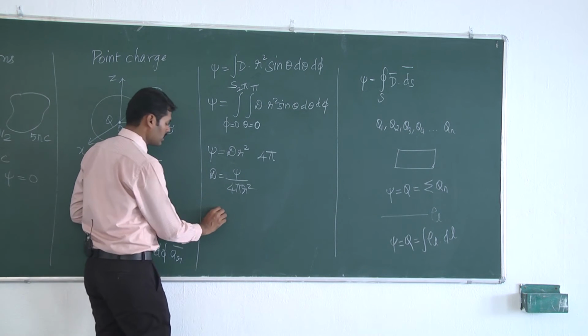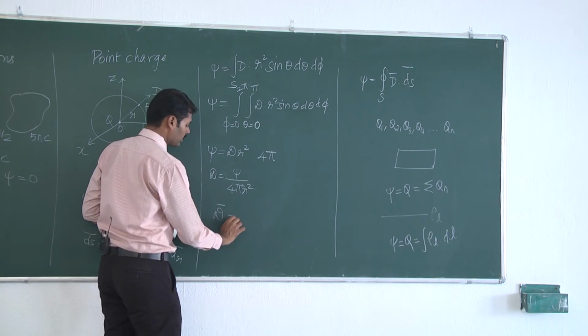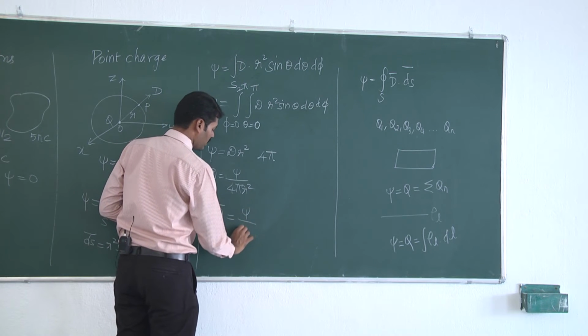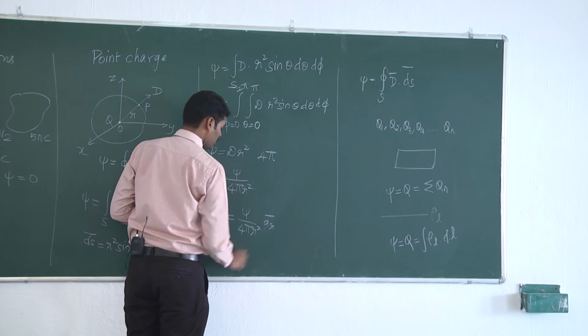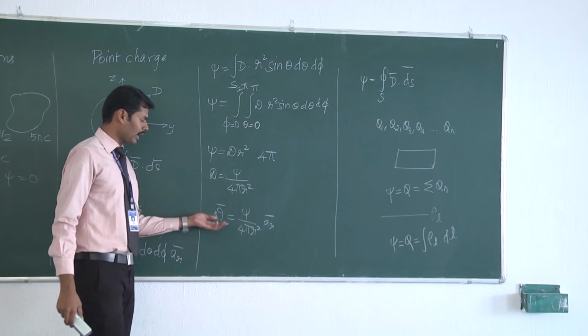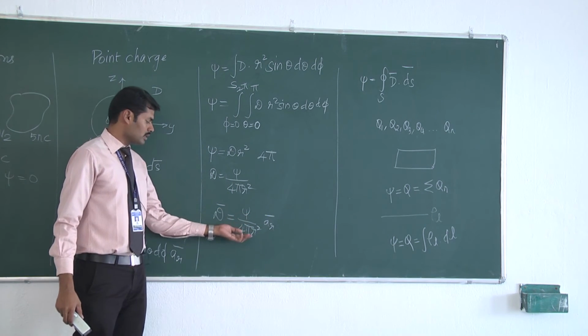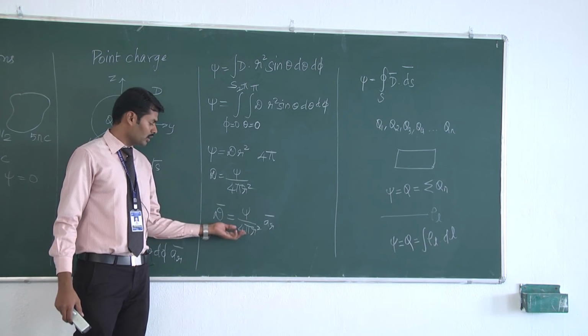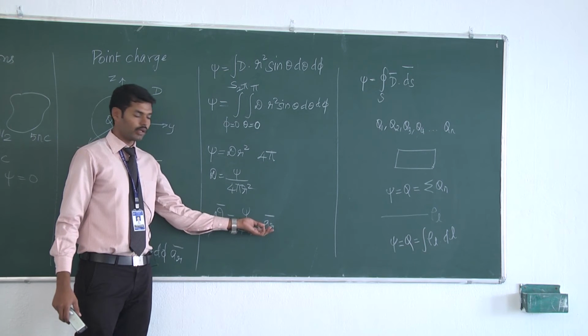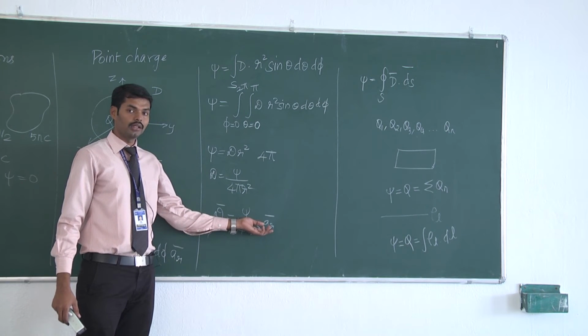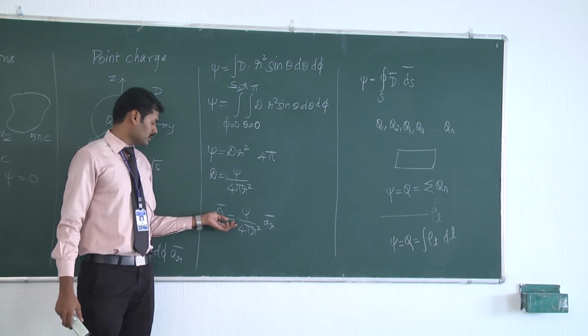Writing it in vector form, we shall write D vector is equal to psi by 4 pi r square into aR vector. This indicates that the D vector has a magnitude psi divided by 4 pi r square, where 4 pi r square is the surface area, into the aR vector. The aR vector denotes the direction of our electric flux density.